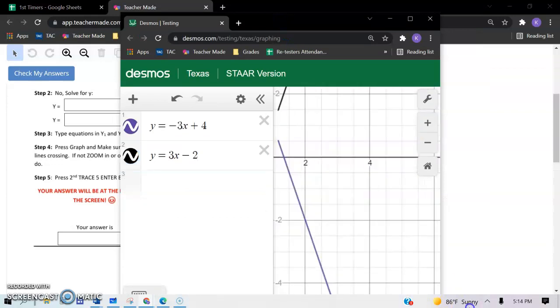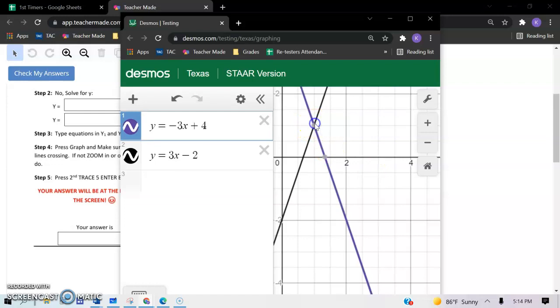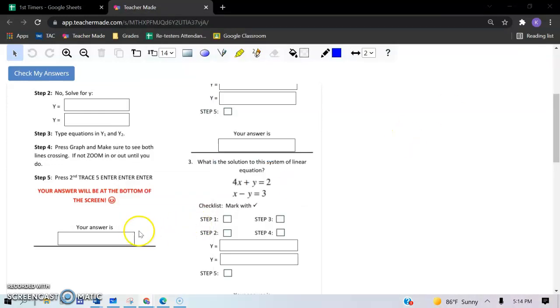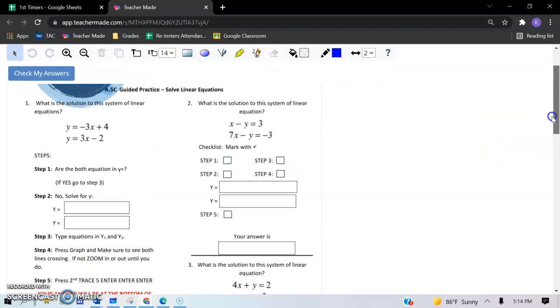So I'm just going to zoom in a little bit. They're crossing right here, which is at 1, 1. And that's the way I'm going to type it out here. 1, comma, 1. Let's go for number 2.